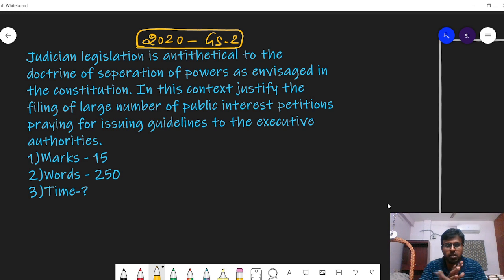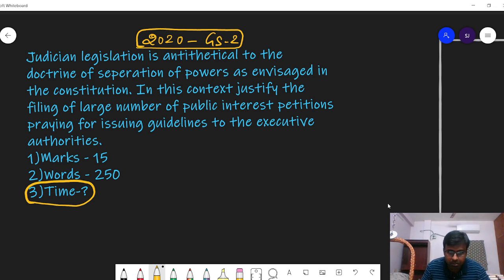Praying for guidelines to the executive authorities. So it was a 15-mark question, 250 words, with a fixed time. What I have done is that, as we are starting right now, this is a gradual process. We may take a little bit higher amount of time, so do not worry. The key is to understand and come along with this answer writing process.